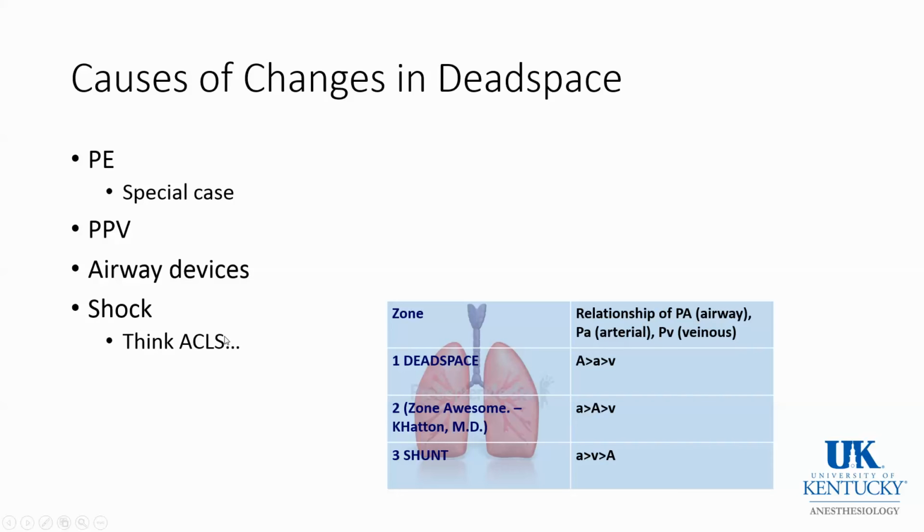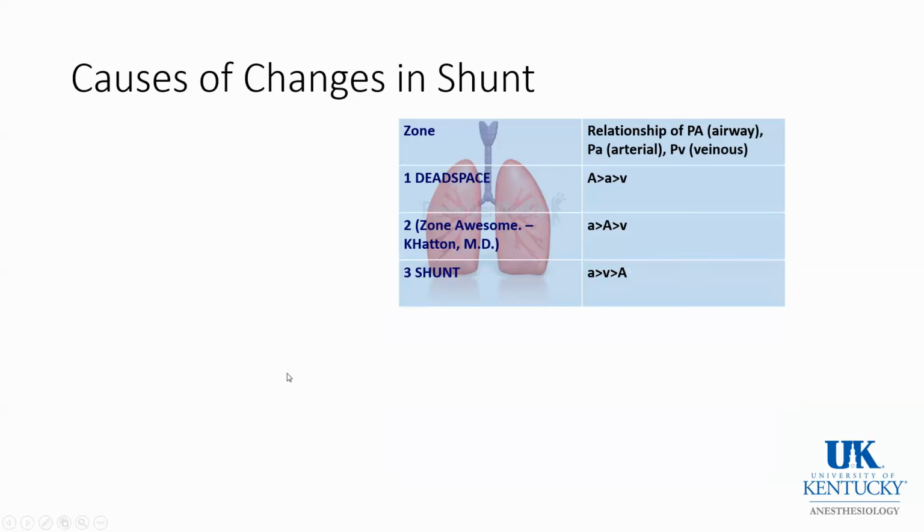If you think back to ACLS, if you've done ACLS, one of the things that you titrate compressions to is end-tidal CO2. You should be doing compressions well enough that your end-tidal CO2 is greater than 20. And the idea there is that you've minimized dead space enough because you're perfusing well enough. Causes of changes in shunt.